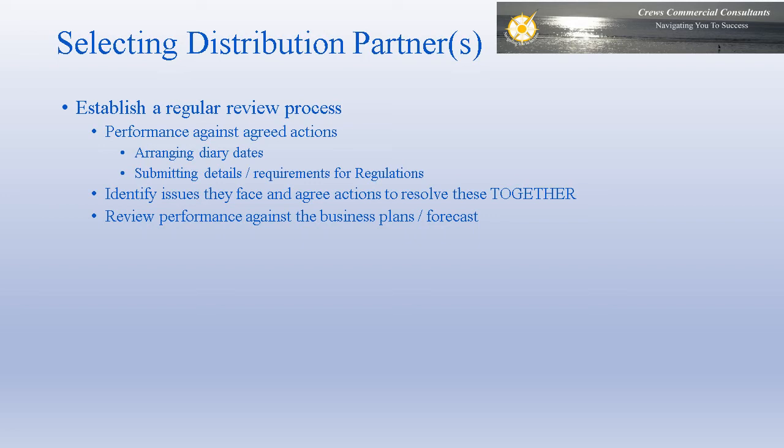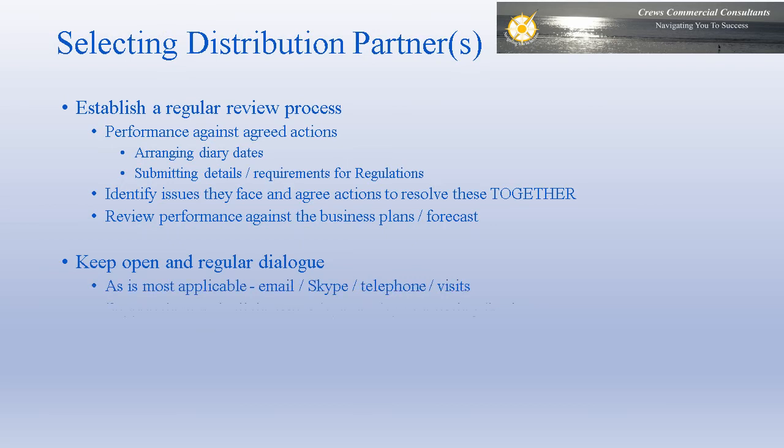Your distributor is an extension of your sales team. So if they've got an issue, you have an issue. And again, review the performance against the business plan and the forecast. Is everything on track? Is it ahead of schedule or is it behind schedule? And if it is behind schedule, what is causing it and what actions can you take to resolve these?